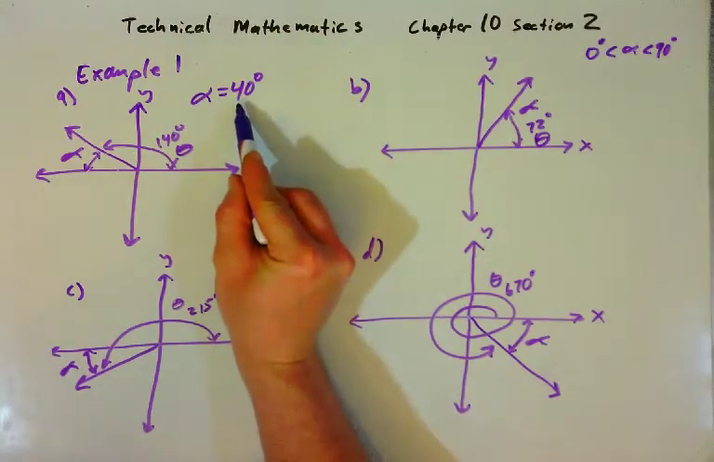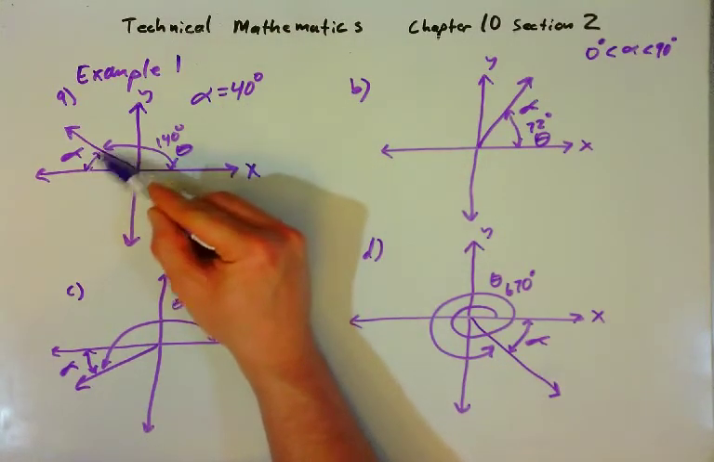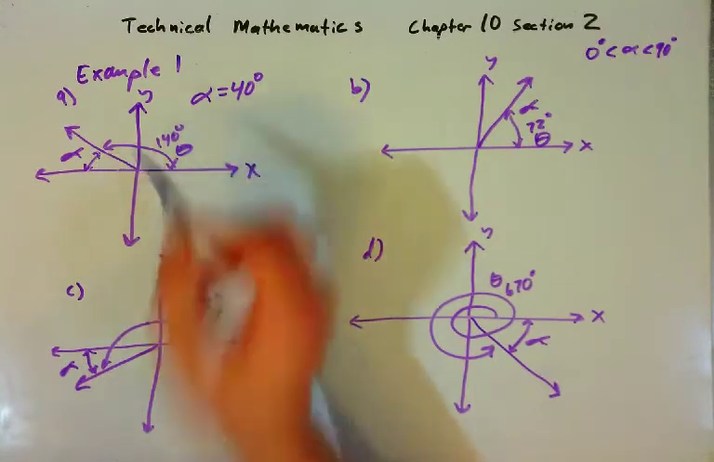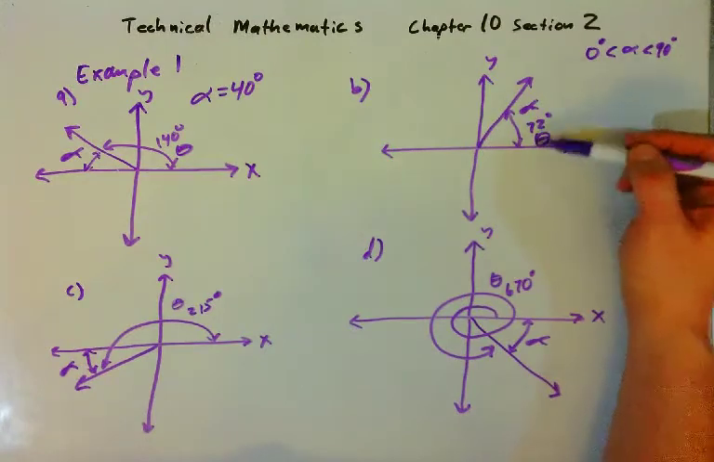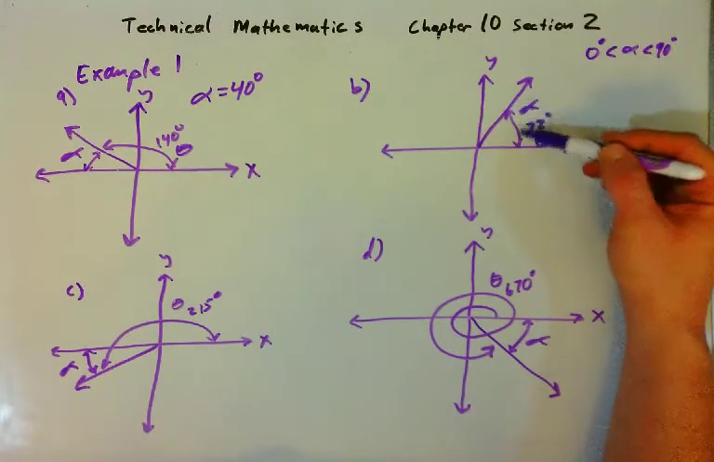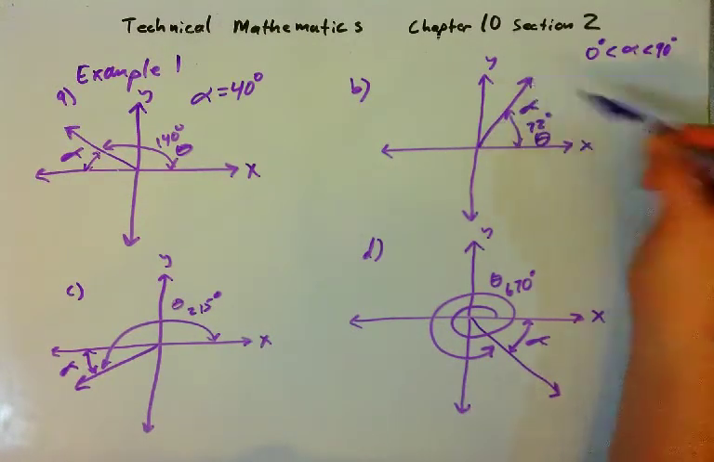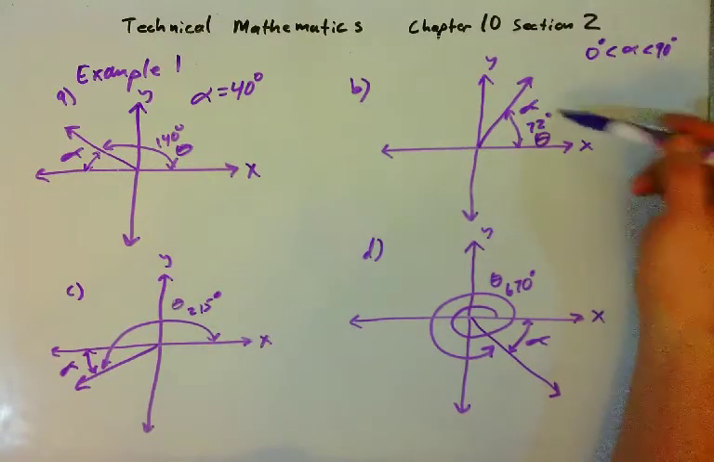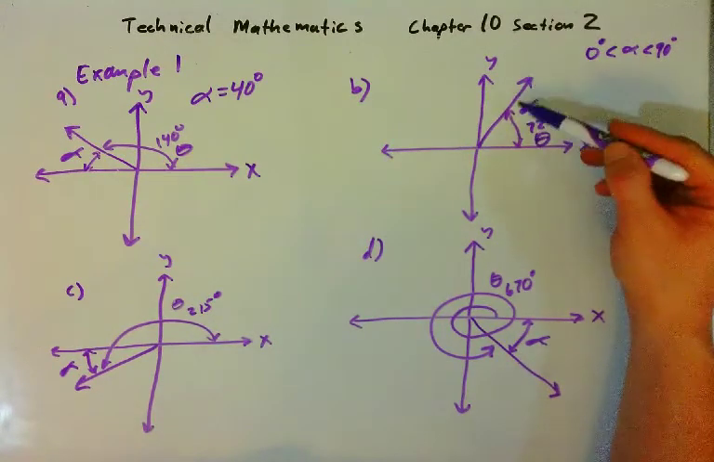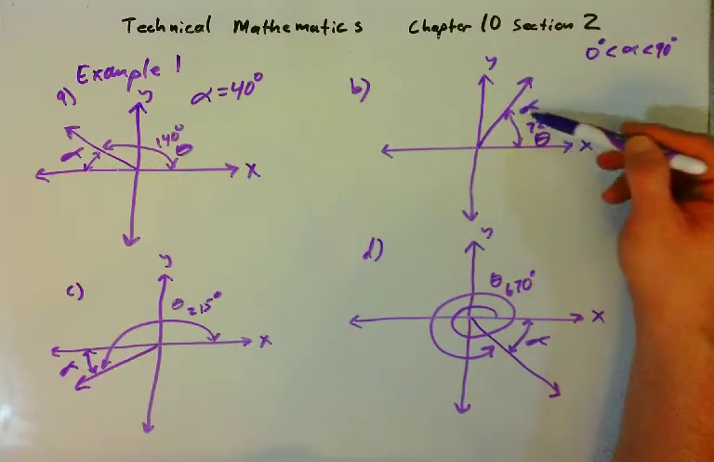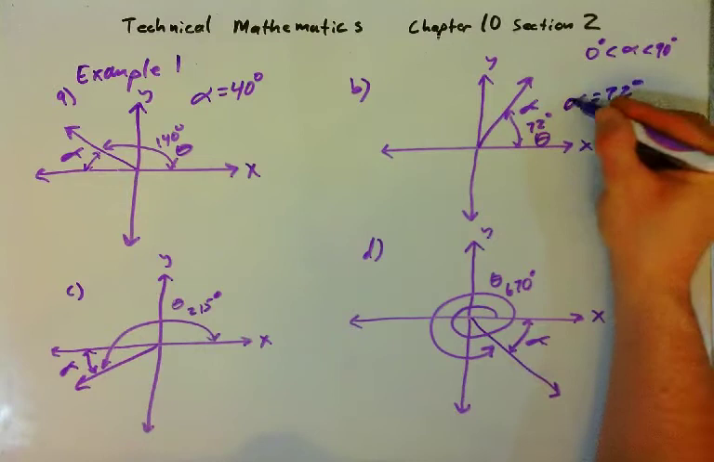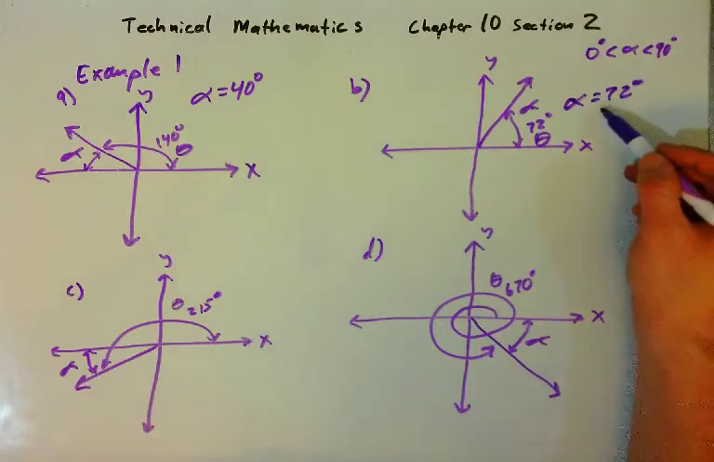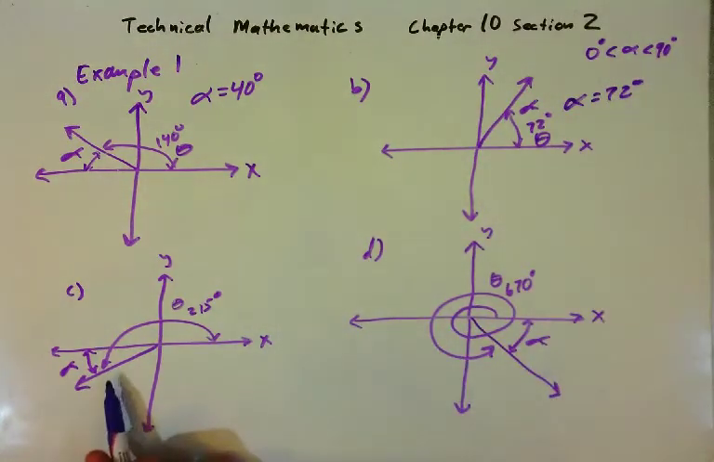Notice we always consider alpha to be a positive angle. There's no indication as to whether this is positive or negative, so we call that the reference angle. In part B, theta is 72 degrees, and here's our terminal side. Alpha must be less than 90. It's the angle between that terminal side and the nearest part of the x-axis. So theta, in this example, is also 72 degrees. Here theta and alpha are the same angle.